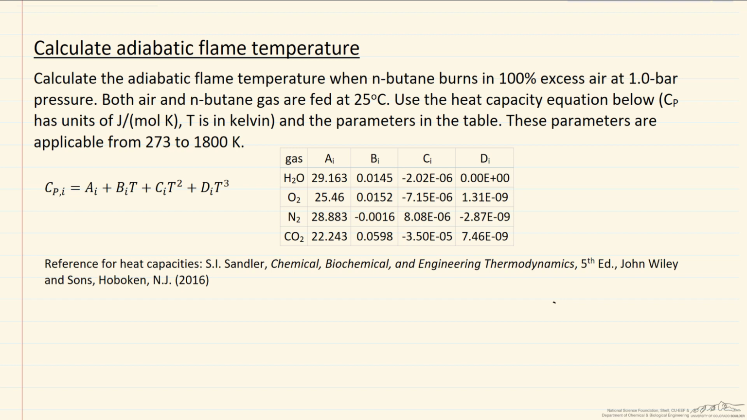And what's important, and we want to keep in mind, is that these heat capacity parameters are only good over this temperature range. So if we end up calculating a temperature higher than 1800, it's not going to be a valid answer. We're going to have to go back and find different heat capacity values.